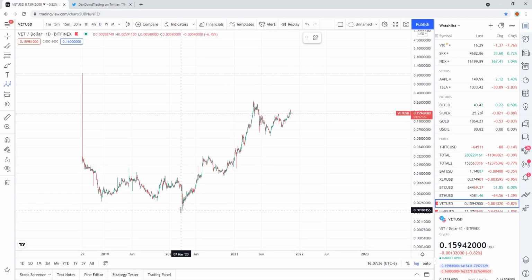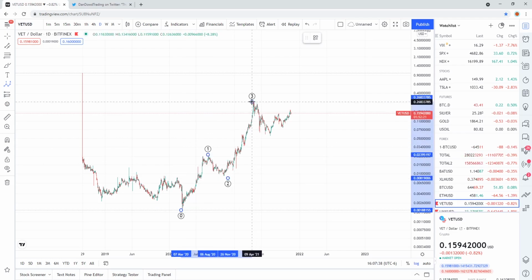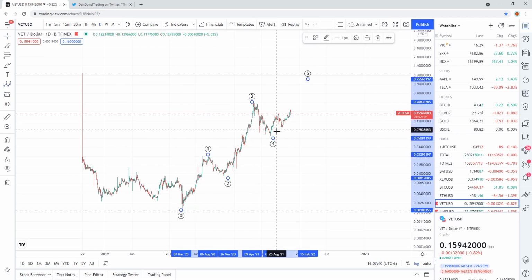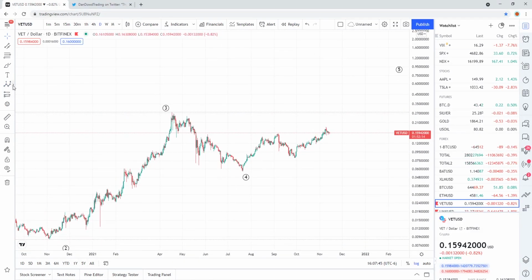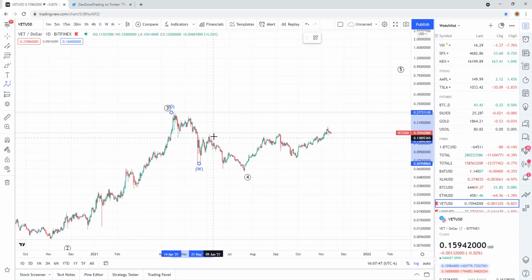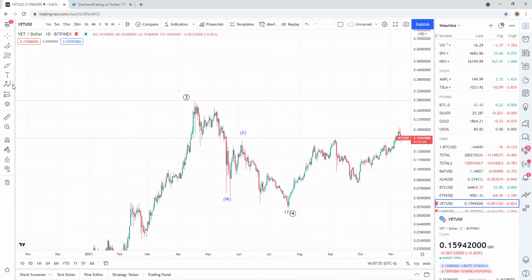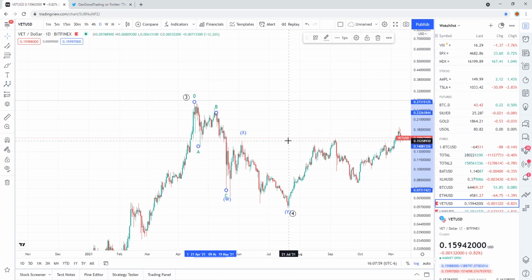So if we take a look at VeChain, it made a 1, 2, 3, 4, and it is going on to set primary wave 5. If we take a closer look at wave 4, it corrected as a double zigzag. This is when it has a zigzag in wave W, a zigzag in wave Y, and wave X can take any correction type. So within wave W, there is an ABC down to the minor degree.